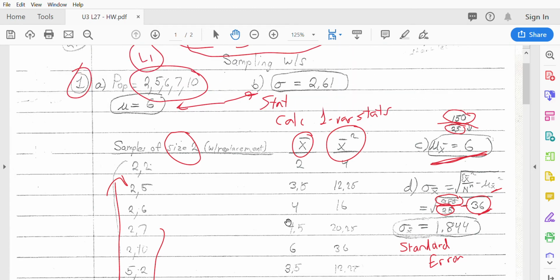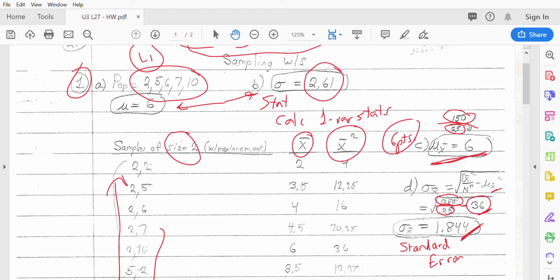Notice how that compares to the standard deviation of the population as a whole. Standard deviation of the population was 2.61. The standard error of the sampling distribution was only 1.844, a smaller spread. I wonder why. All right, foreshadowing to my end of homework question to you. All right, so that's number 1, done. 6 points if you can do part C on the test.